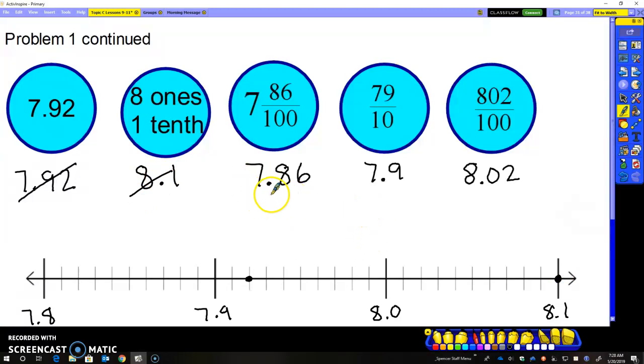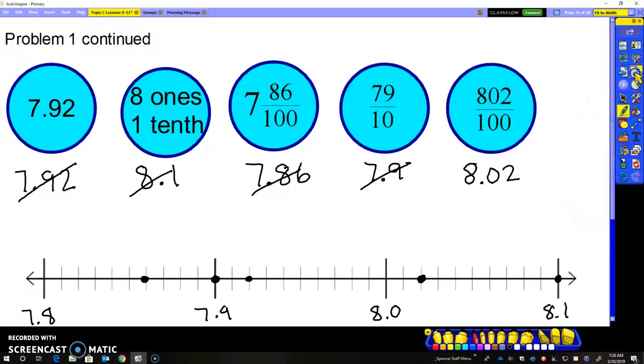Now I'm at 7.8 and 86 hundredths. So I'm at 7 and 8/10 plus 6 hundredths more. 1, 2, 3, 4, 5, 6. So there's that one. 2 more. 7.9 is one of our large hash marks. It's 7 and 9/10. Cross it off. And this one I have 8 and 2 hundredths. So I'm at 8 wholes plus 2 little hundredths. All right, hopefully watching that makes you feel good about trying some on your problem set.